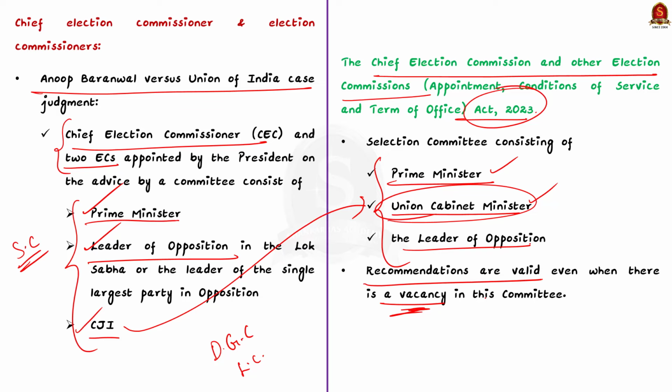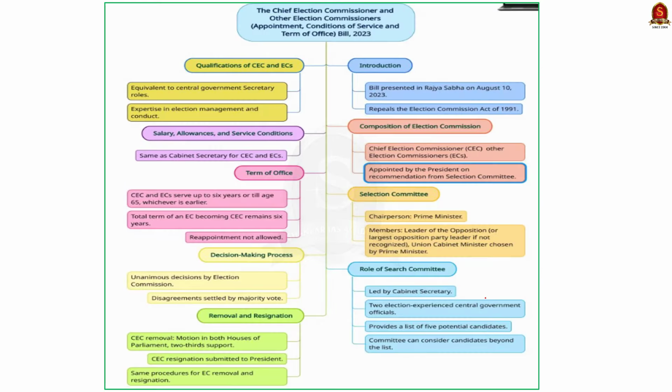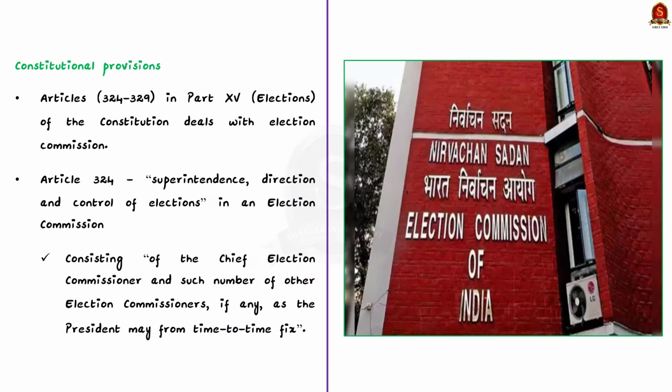Now let us understand the constitutional provisions of Election Commission. There are 5 articles from Article 324 to 329 in Part 15 of the Constitution, and it does not lay down a specific legislative process for the appointment of election commissioners. This is all about this discussion.